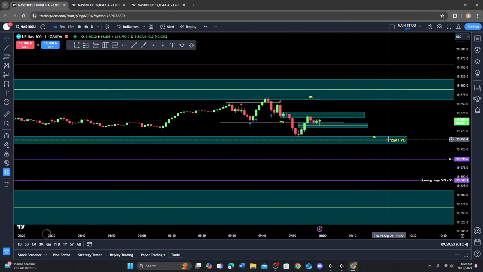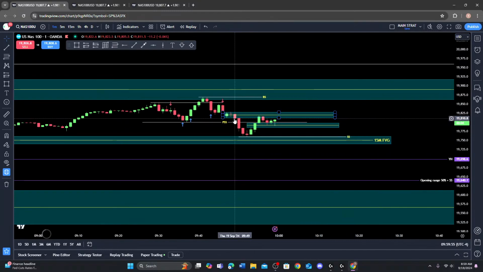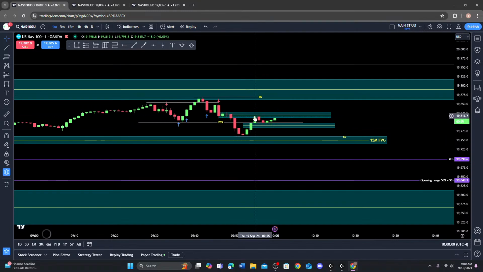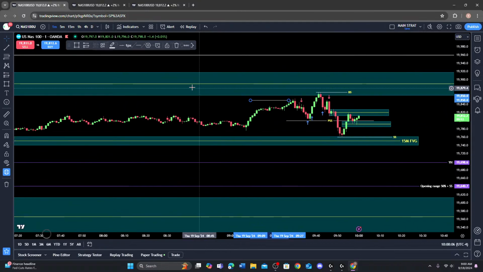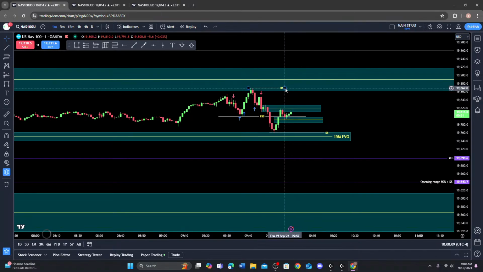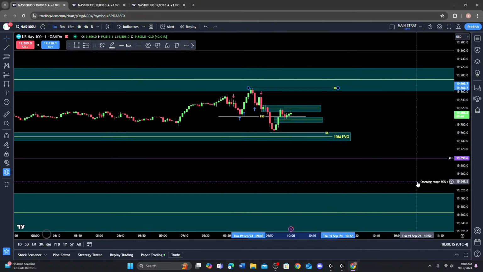Right, looks like we are receiving. We were rejected off of that order block here, and we rejected off of this fair value gap there. What I would like to see is it actually fail to reach this buy side. If we're going to continue down to get to the opening range, I like to see this buy side fail and then form a fair value gap retracement, and then we can take it lower.